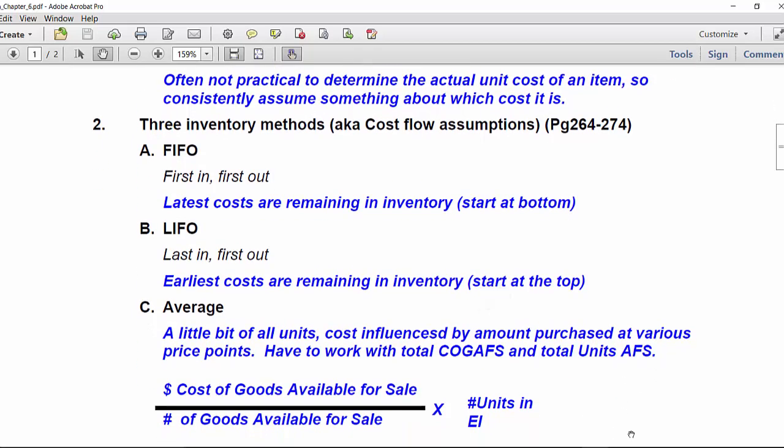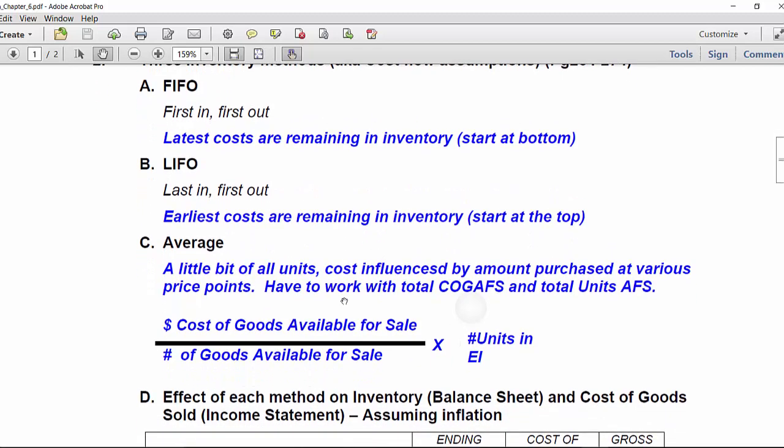So the computation works like this. You take the dollar amount of the cost of goods available for sale, that's your beginning inventory plus all purchases, and divide by the number of units of those goods available for sale, the number of units in beginning inventory plus the number of units purchased. And you arrive at the price or cost per unit. Multiply that by the number of units you have in your ending inventory, and you'll have a number that's very comparable to the FIFO or LIFO ending inventory number, but not the same.